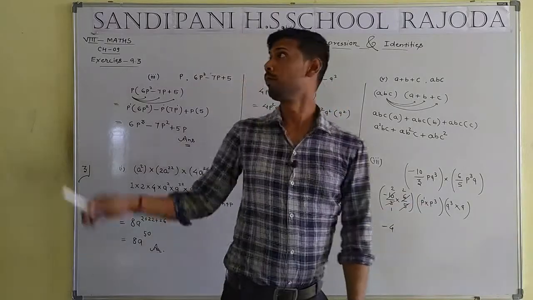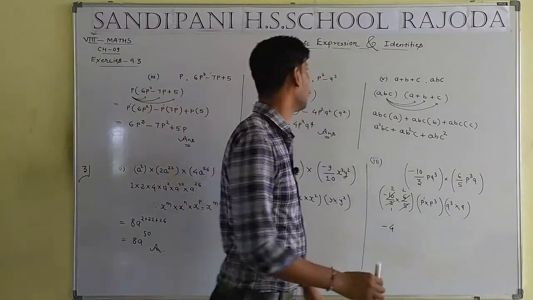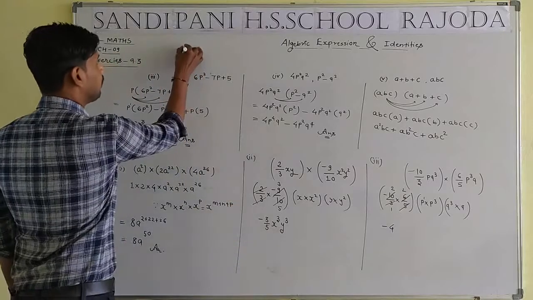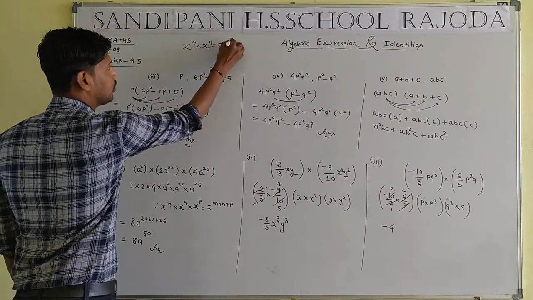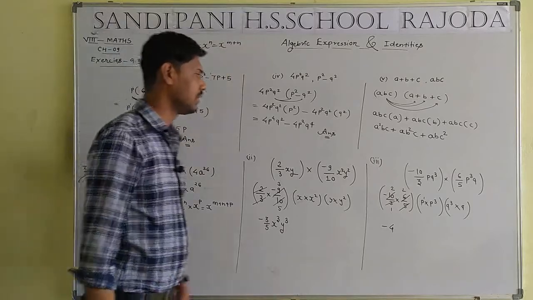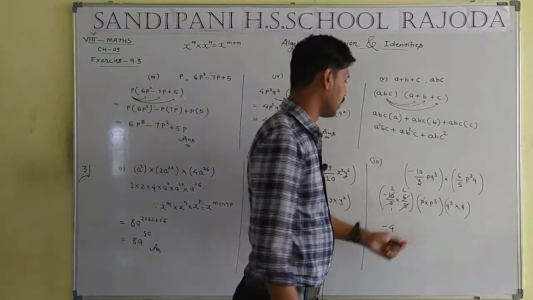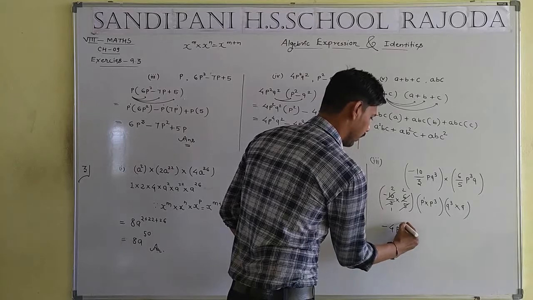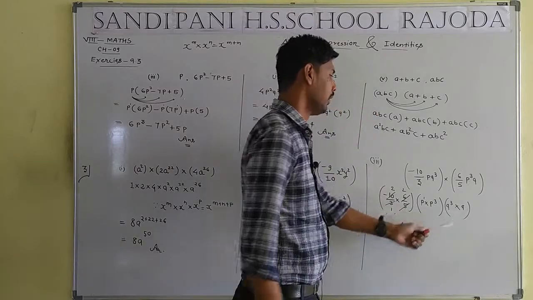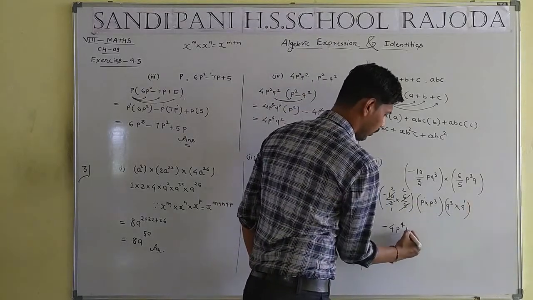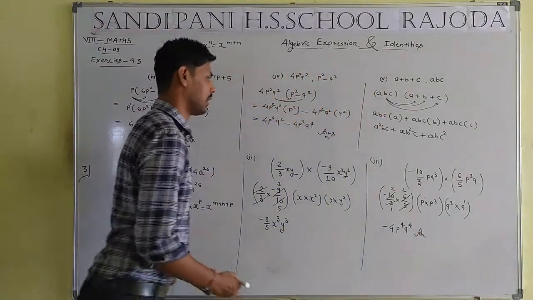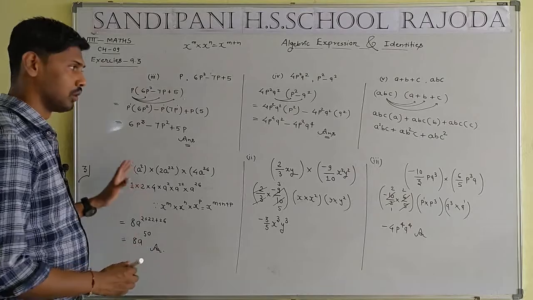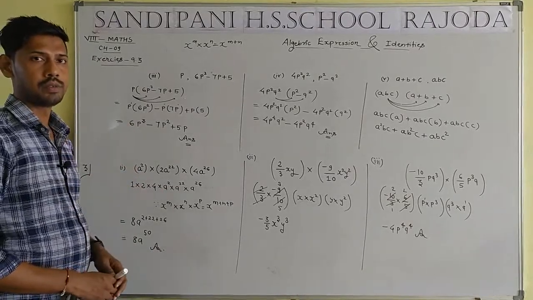Okay student, p to the power 1 and p to the power 3. We know the property x to the power m into x to the power n will be equal of x to the power m plus n, such that p to the power 1 and p to the power 3 will be equal of p to the power 4. And here q to the power 3 and q to the power 1 will be equal of q to the power 4. I hope student you are getting the proper solution related to question number 3rd.